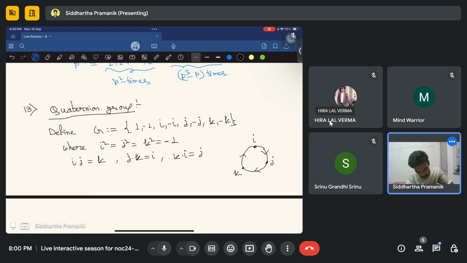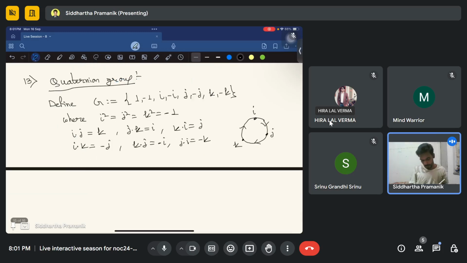And if we go counterclockwise, we will get negative. That means if we go i times k, this direction, we will get minus j. If we go k times j, we will get minus i. And if we go j times i, we will get minus k. So this is the rule of multiplication. You can see that i times j is not the same as j times i. So this is a non-abelian group.